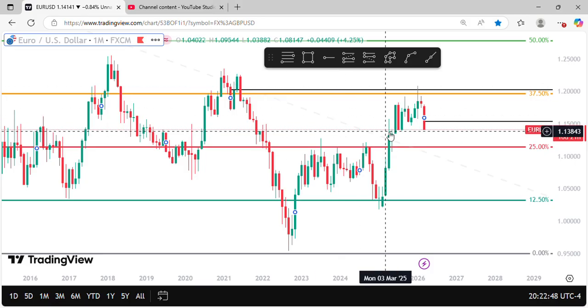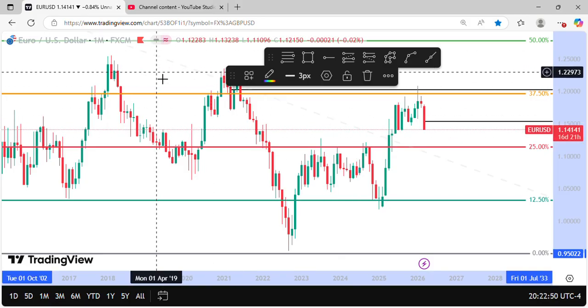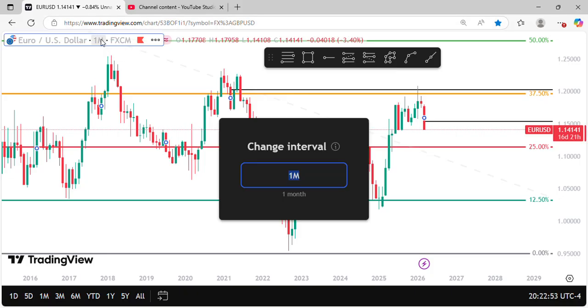Okay, so this is the monthly time frame. We go into the weekly time frame.